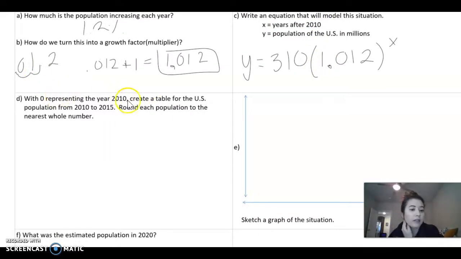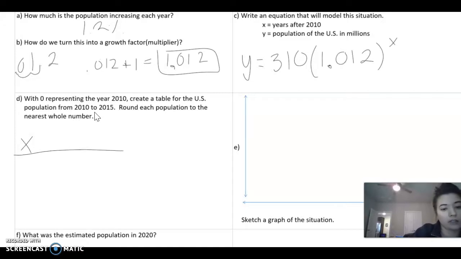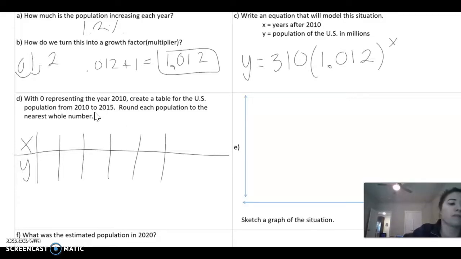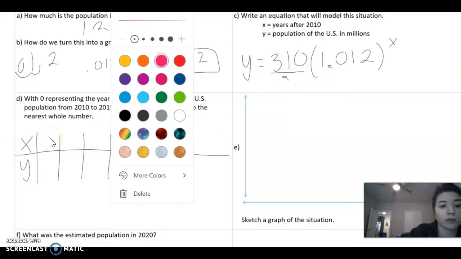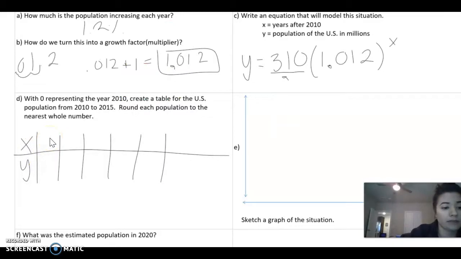So with 0 representing the year 2010, our initial year, create a table for 2010 to 2015. I'm going to say X, and I'm going to say Y. What's important to remember is you guys practiced this. We have a table here. 310 is my A value. That's my starting point. So we're going to start with 310.